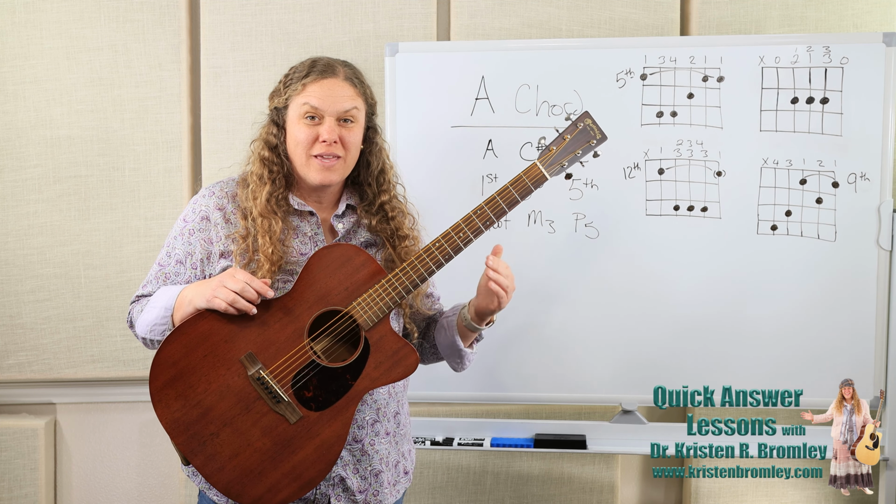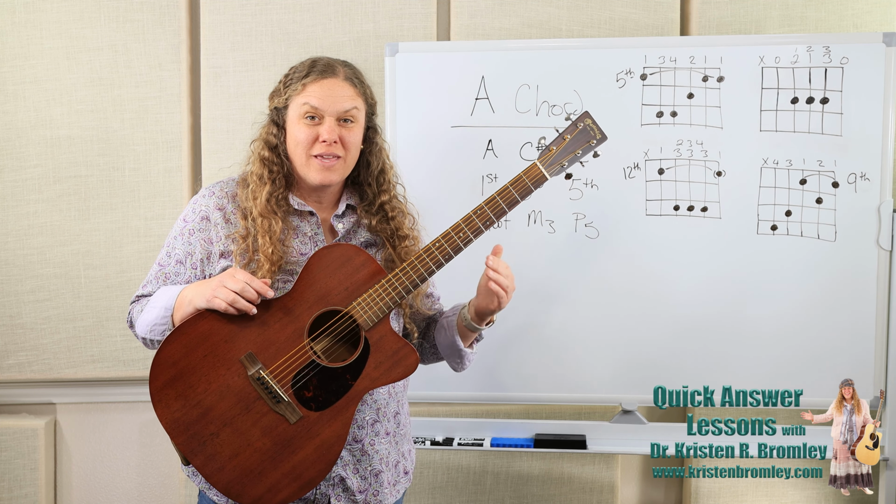In this quick answer episode, I'm going to answer the question, how do you play an A chord on the guitar? So first, with a teeny bit of theory as we get started. The A chord, so we usually see the chord symbol with just the letter A. Capital letter A tells us that we're playing an A major chord. The chord has the pitches A, C sharp, and E.